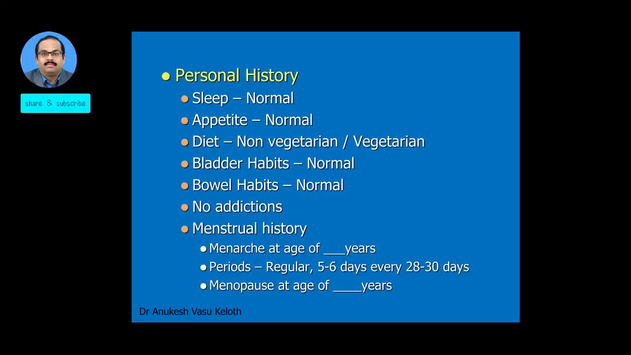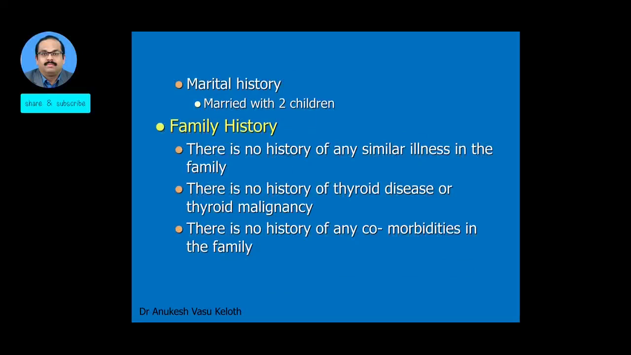Regarding the personal history, the sleep is normal, appetite is normal, the diet is non-vegetarian, bladder habits are normal, bowel habits are normal, there are no addictions. Regarding the menstrual history, the menarche was at the age of 10 years. The periods are regular, 5 to 6 days, every 28 to 30 days cycle. Menopause attained at the age of 46 years. Marital history, she was married with 2 children.